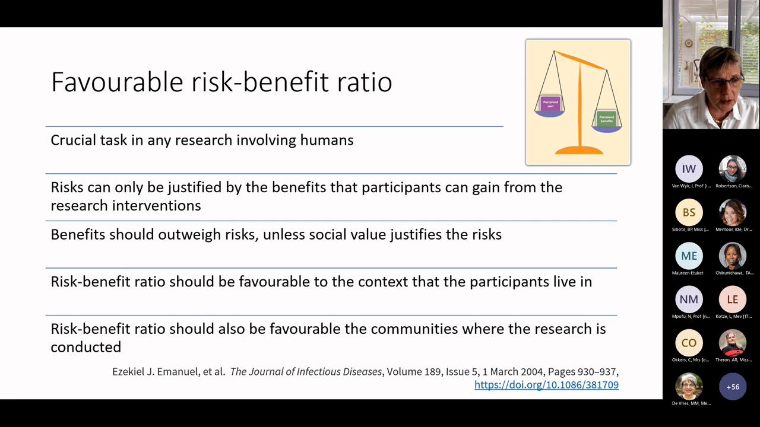And this is a crucial task for anybody involved in research involving humans, whether it is the researcher, the administrative staff, or the research ethics review committee. We all need to make sure that we minimize risks and increase benefit. And so the risks can only be justified by the potential benefits that the participants may gain from the research interventions, and they should outweigh the risks, except in certain circumstances where the social value of the research may justify the risks.